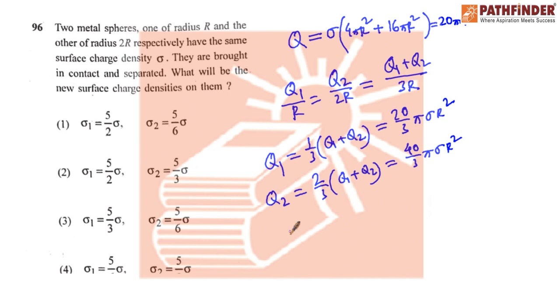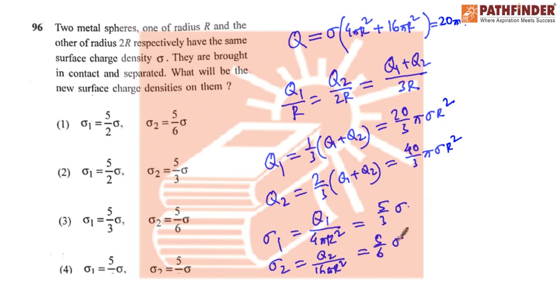Okay, so you got q1 and q2. Now your job is to find what is sigma 1 and sigma 2. So sigma 1 will be equal to q1 by the surface area, that means 4 pi r squared. Okay, so if you do that, you are getting it is equal to 5 by 3 sigma. Quite easy calculation. And if you do sigma 2, that means q2 divided by 16 pi r square, so you are getting it is 5 by 6 sigma. So the correct option, sigma 1 is equal to 5 by 3 sigma, sigma 2 is equal to 5 by 6 sigma. So it's clear that option number 3 is the correct one.